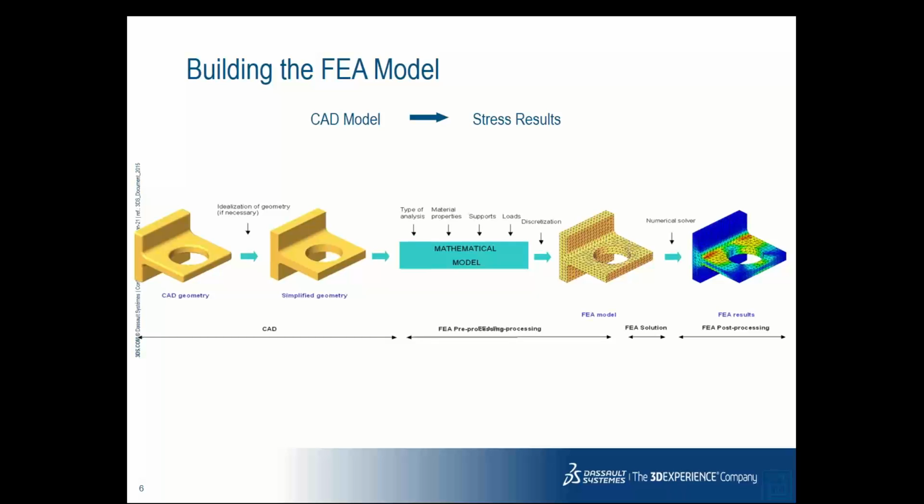Then after simplification of geometry, we import it into the FEA, where we select the type of analysis. In the previous slides, I have explained what different types of analysis there are. Then we apply the material to it. Different material properties are there, so accordingly we apply the material. We apply the supports and loads. These are the boundary conditions that we can define in terms of FEA.